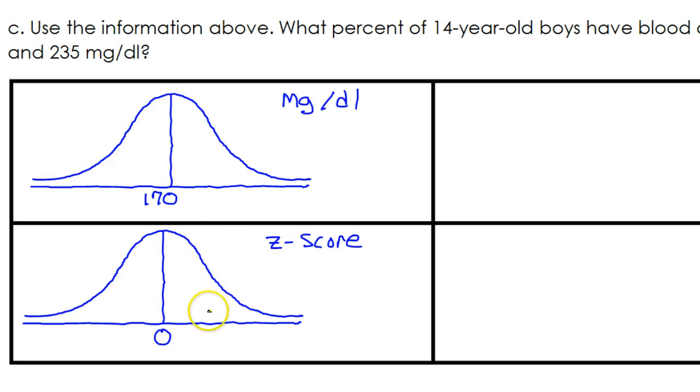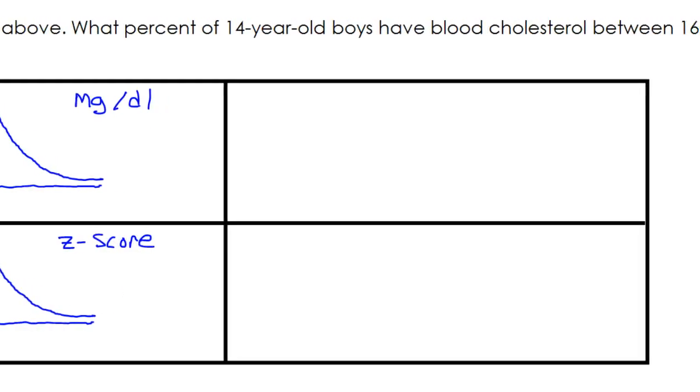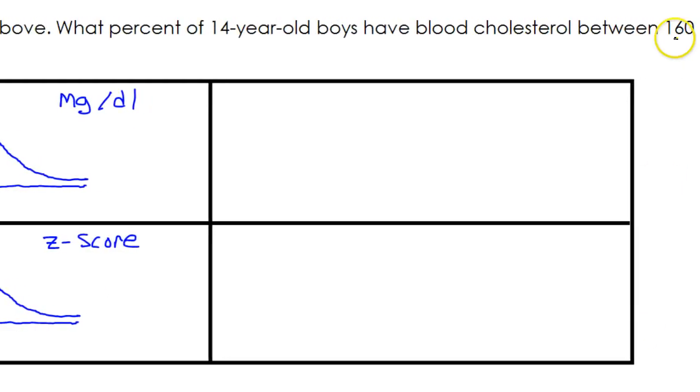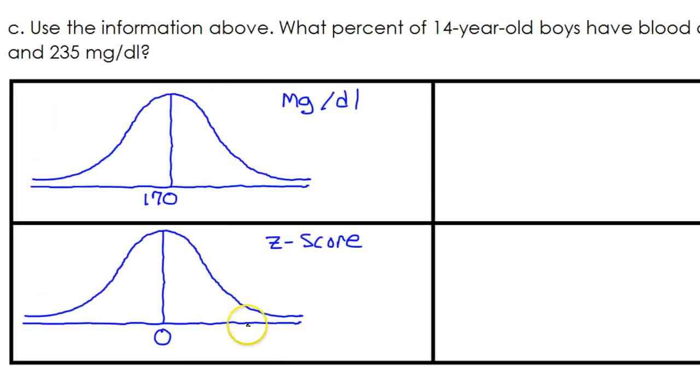Once again we start off with our two pictures. Our top picture will be whatever it is we're actually dealing with, cholesterol, milligrams per deciliter. 170 is the mean. Our second picture will always be z-score, and with z-score, the mean is always 0 when you're converting to z-score. So what are we supposed to find? What percent of 14-year-old boys have cholesterol between 160 and 235?